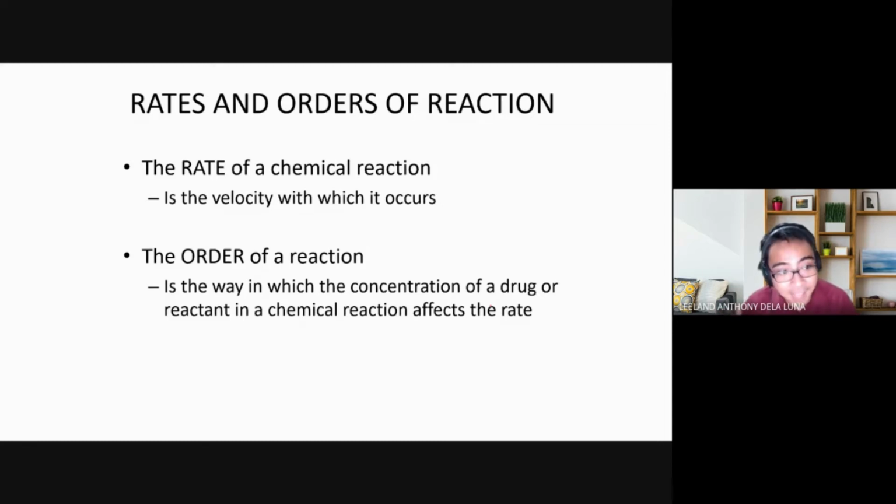Pero that's not always the case. Sometimes, no matter how high you give a certain dose of a drug, ang tendency is, hindi nagbabago yung rate of reaction niya. Hindi siya bumibilis, hindi siya bumabagal. It stays at a constant rate. So yun yung pag-uusapan natin dito.